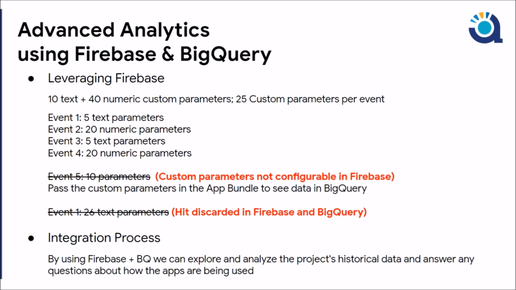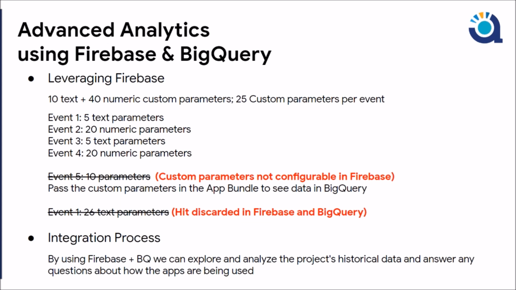But if there is a Firebase and BigQuery integration, we can pass the custom parameters in the app bundle, and this same data can then be seen in BigQuery. So even if this data would not be seen in Firebase, it would still get collected at raw level in BigQuery. And if we were to run a very quick, simple query to check the key value pairs of the various events, we would be able to verify whether this information is getting passed or not.